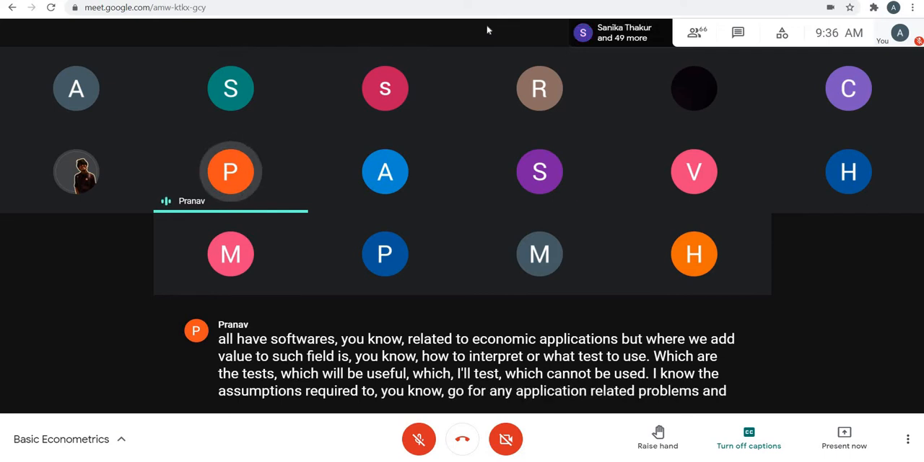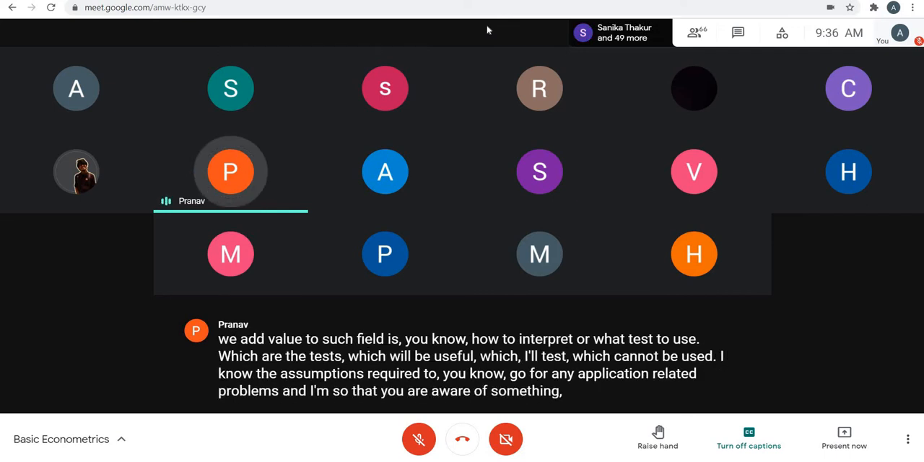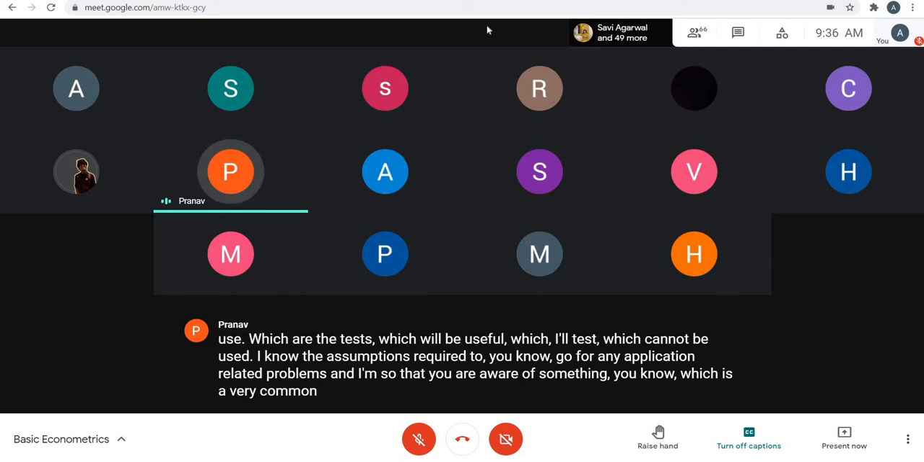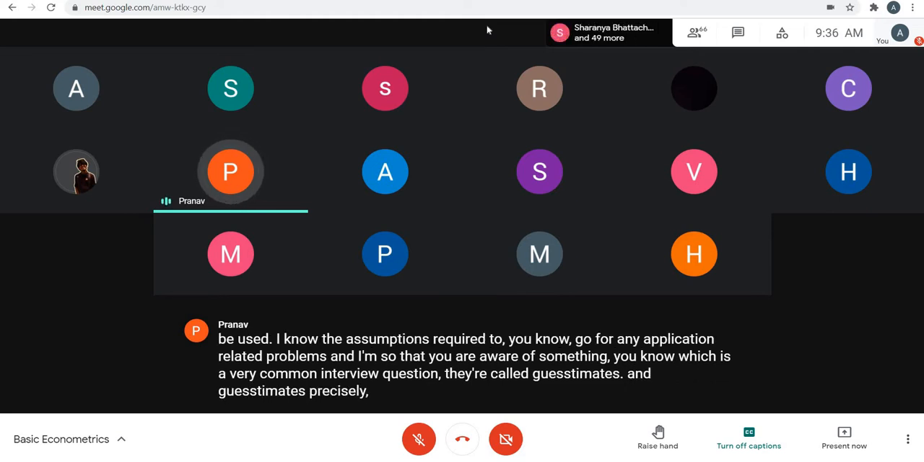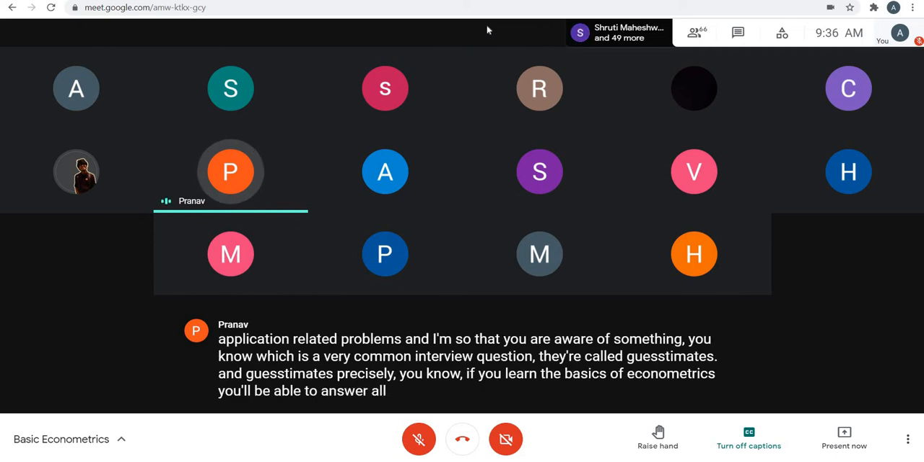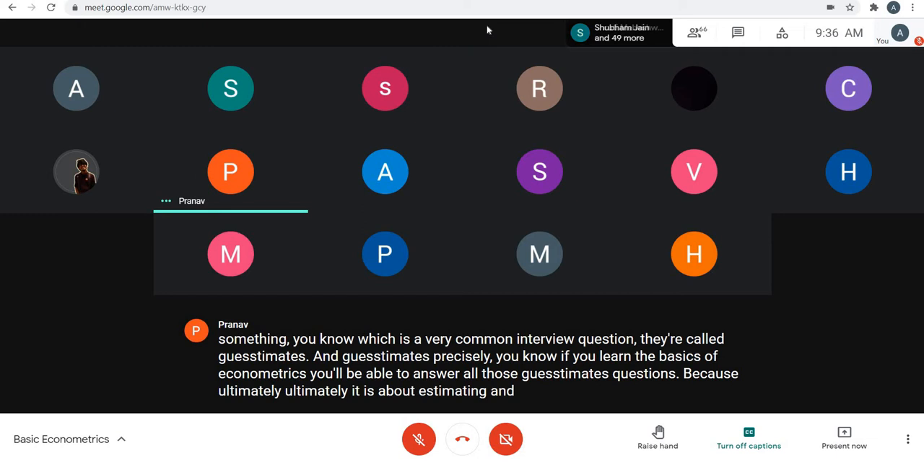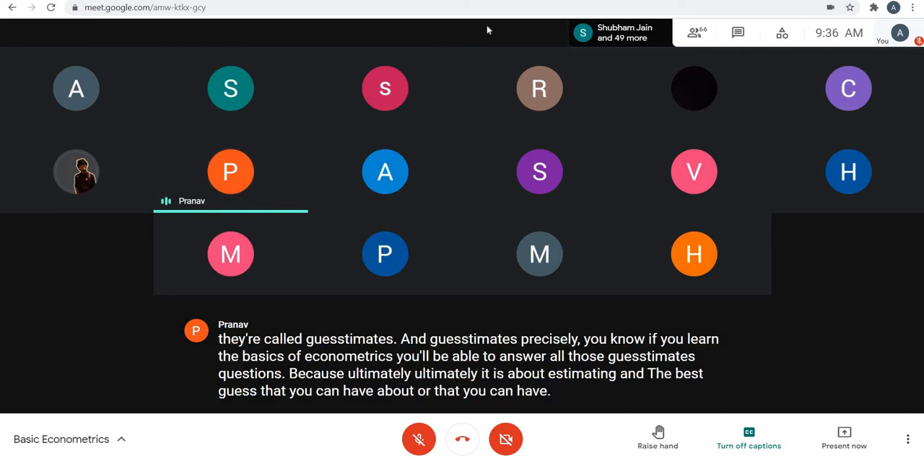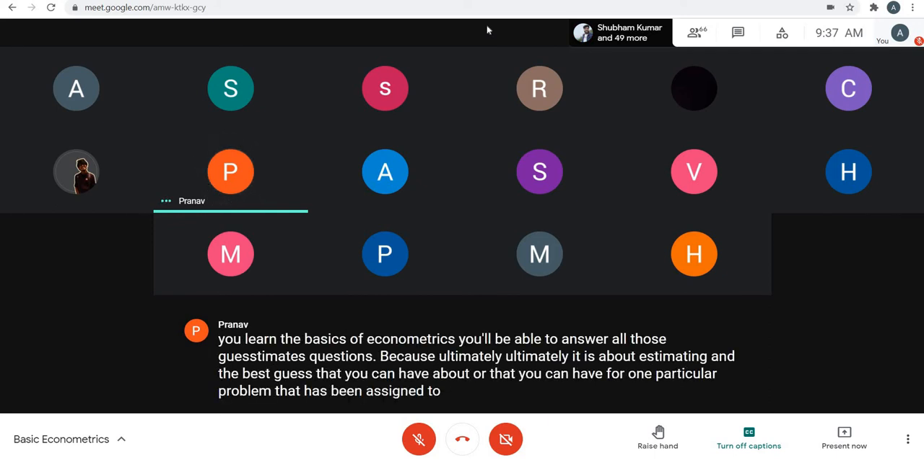And I'm sure that you are aware of something which is a very common interview question. They are called guesstimates. If you learn the basics of econometrics, you'll be able to answer all those guesstimate questions, because ultimately it is about estimating and the best guess that you can have for one particular problem that has been assigned to you.